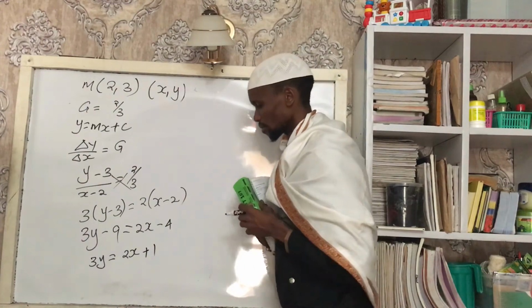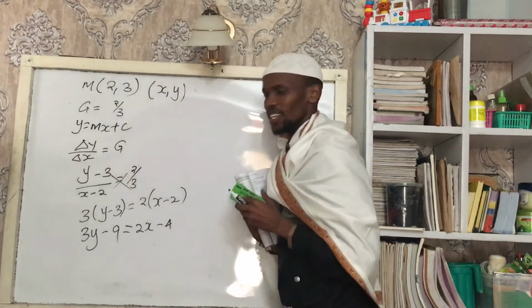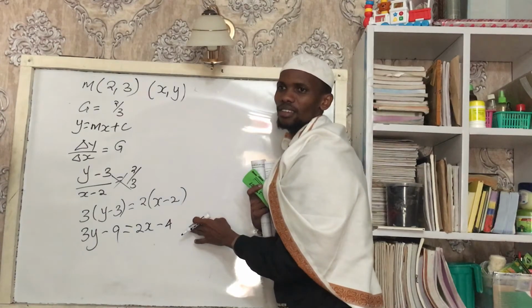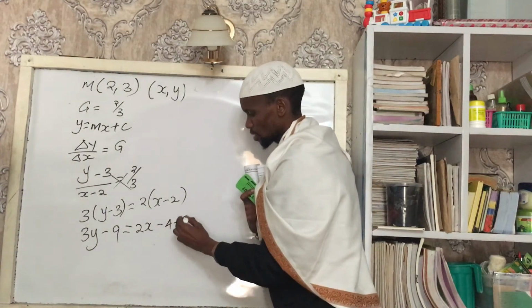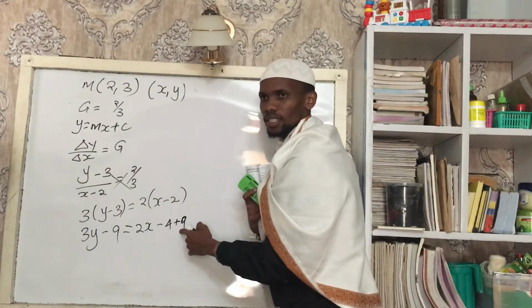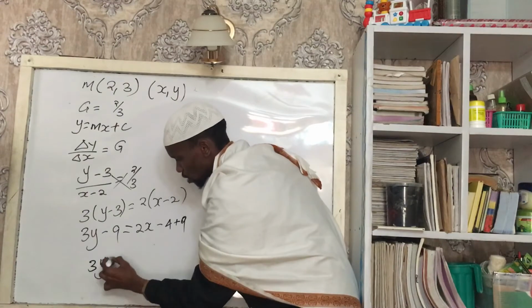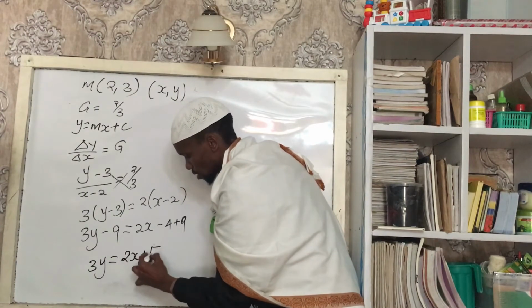Not yet. 9 went to the other side. Minus 4 plus 5. Negative 9 goes to the other side, it's a plus. So 5. Yes, 5. So we'll have 3y is equal to 2x plus 5.